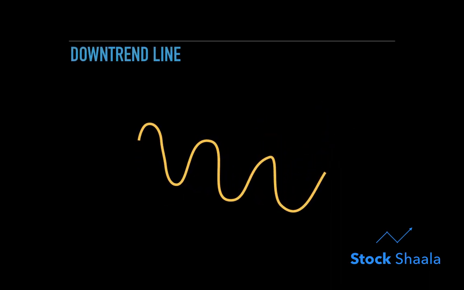A downtrend line is formed in a falling market. In a falling market, price moves making lower highs and lower lows. The first step in identifying a downtrend is to mark these lower highs. A downtrend line is then formed by simply connecting these lower highs together.